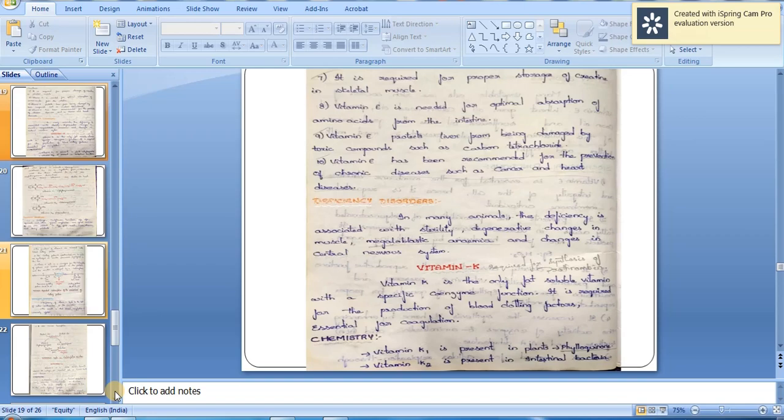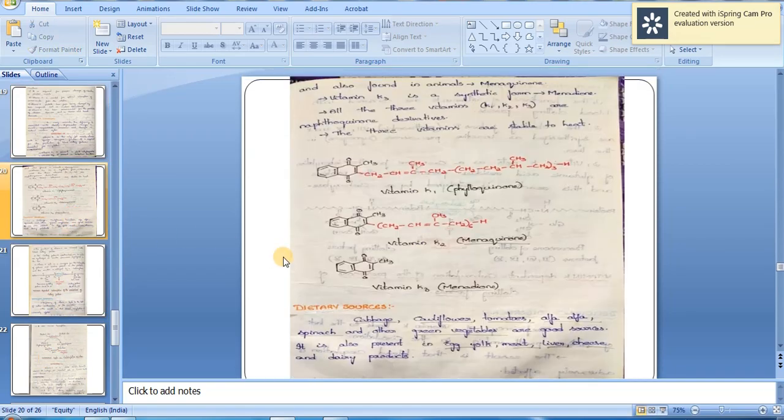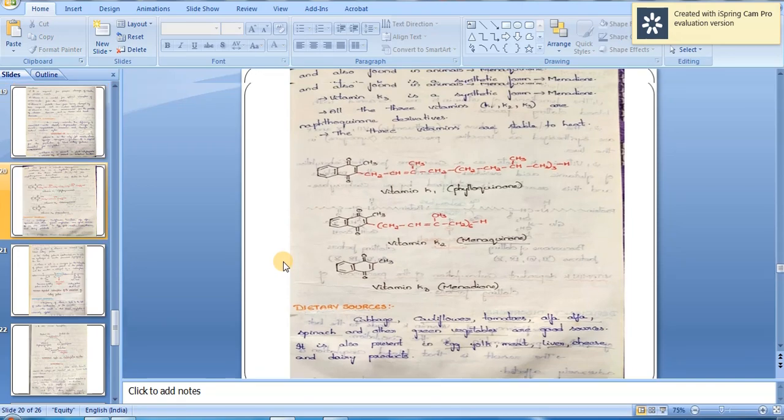Next, coming to the point, chemistry. Vitamin K exists in different forms. Vitamin K1 is phylloquinone, which is present in plants. Vitamin K2 is menaquinone, which is produced by intestinal bacteria and also found in animals. Vitamin K3 is a synthetic form, also known as menadione.